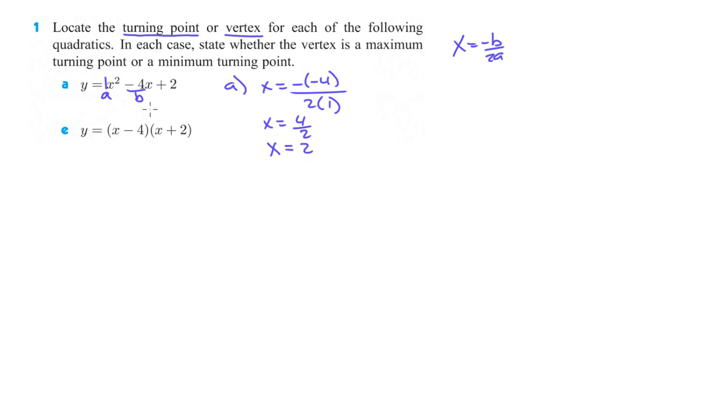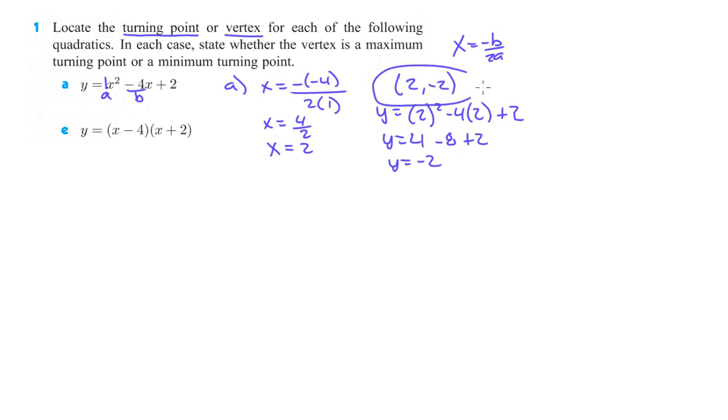Okay. So if we are looking for the turning point or vertex, we know that for A, x is 2. And now to figure out what the y is, we will simply plug 2 into this original equation. So y equals 2 squared minus 4 times 2 plus 2. So we get y equals 4 minus 8 plus 2. Let's see, that's going to give us y equals negative 2.